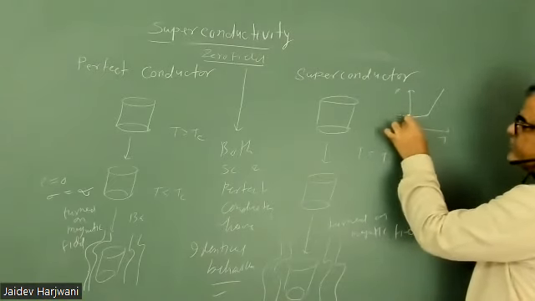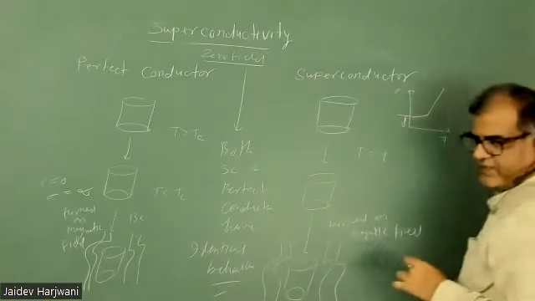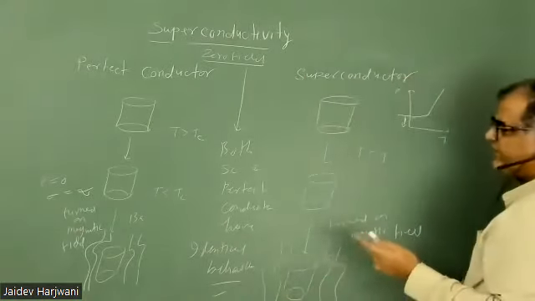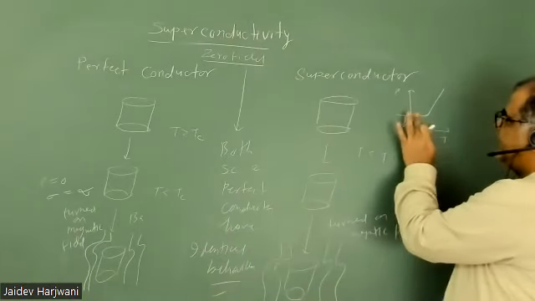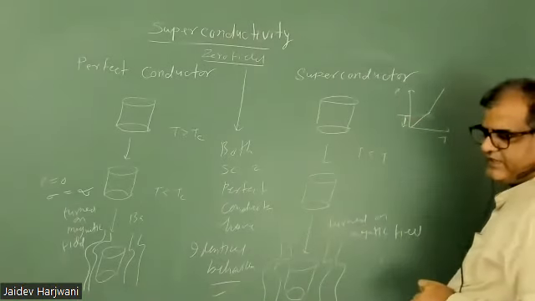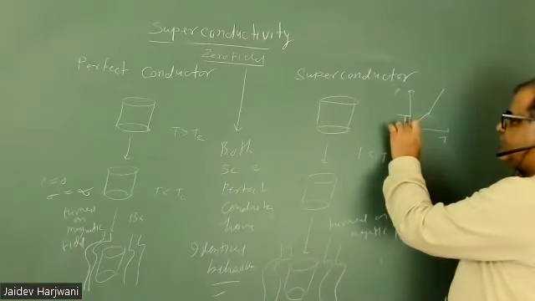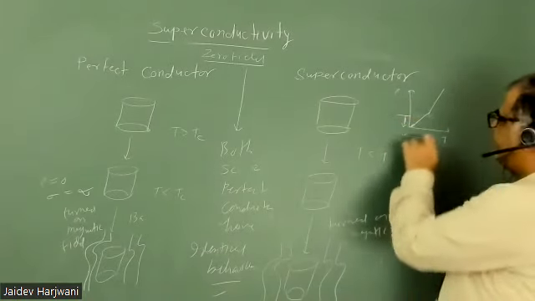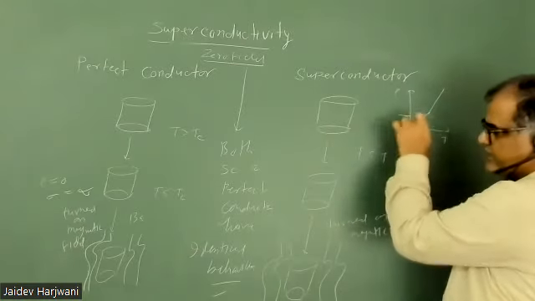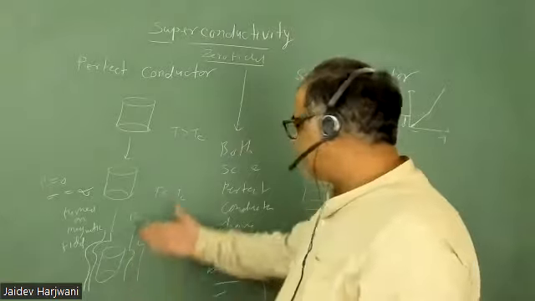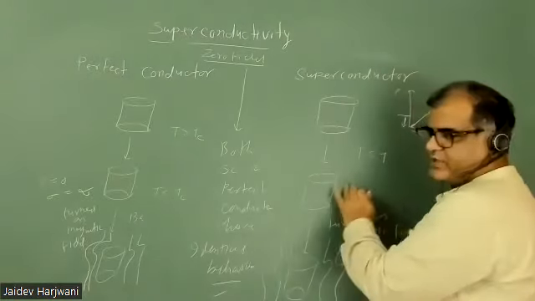Now this is the residual resistivity because your material has impurity. If it's a perfect crystal, perfect conductor, no impurity, then this will go to 0. At T equal to 0, the resistivity should be 0. So at very low temperature, the resistivity becomes almost negligible. So that is the difference here, and this will become a superconductor.